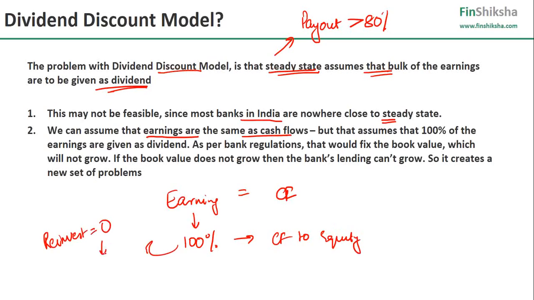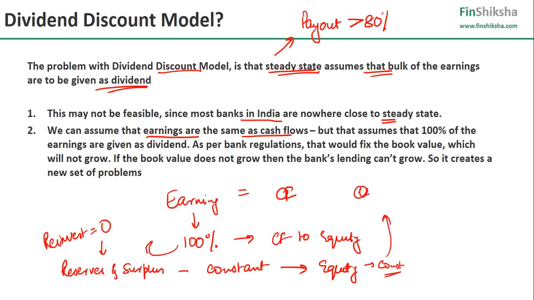If reinvestment is equal to zero, then your reserves and surplus will become constant, because that's where your undistributed profits go and sit. If your reserves and surplus become constant, the bank's equity, which is the book value of the bank, becomes constant. And if the equity is constant, the bank can't grow. To increase lending, the bank will have to increase its book value. Book value is basically reserves and surplus, retained earnings, or the equity value. Unless you can do that, the bank cannot grow. So if a bank chooses to give 100% of its profit out as dividend, it cannot grow.